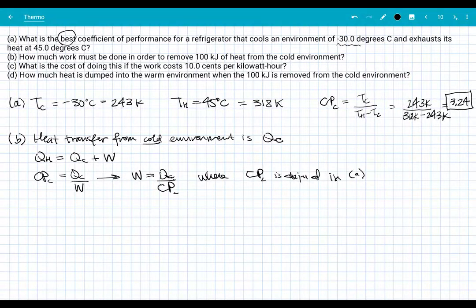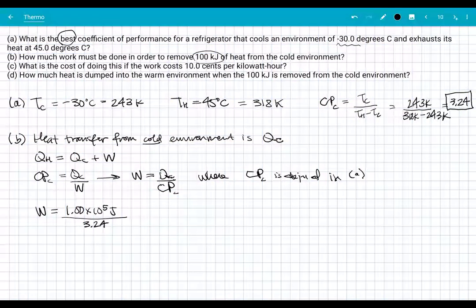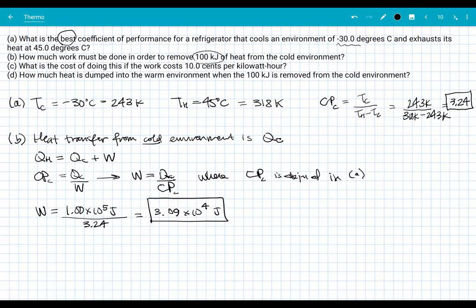All right, cool. Now we can sub in our values here. What is the work that has to be done? QC is 100 kilojoules, so that's going to be 1 times 10 to the 5 joules in scientific notation, divided by 3.24, and that gives me 3.09 times 10 to the 4 joules. That's what's being asked for in this part.